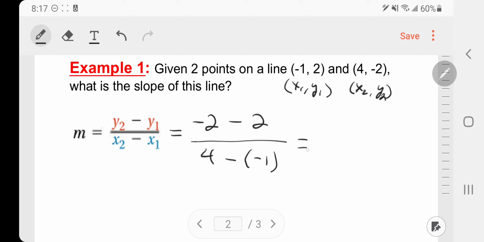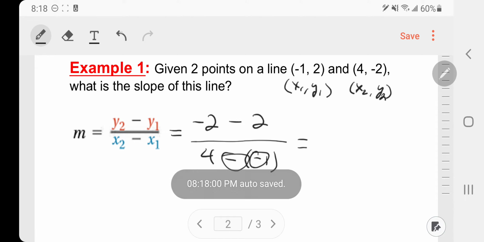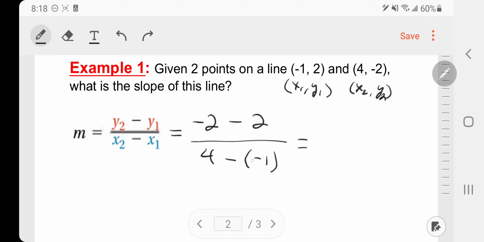Now here you have to be careful because this minus sign is already here, and there's a negative sign on the 1, so this turns out to be a double negative. So when we solve that, it's going to become a plus. -2 minus 2 gives me -4 up top. 4 minus a -1 is like 4 plus 1, so that gives me 5. -4 over 5 is already reduced, so that's my answer right there, -4 over 5.